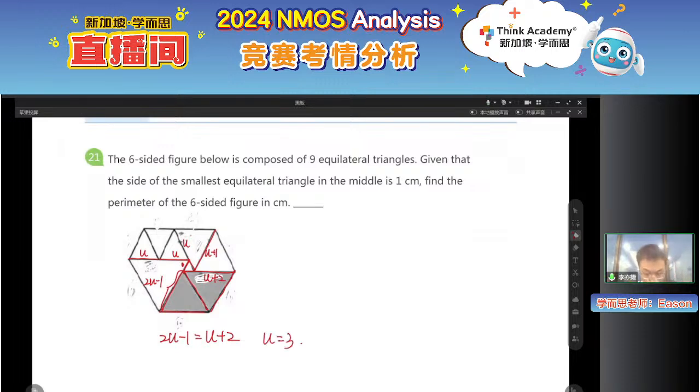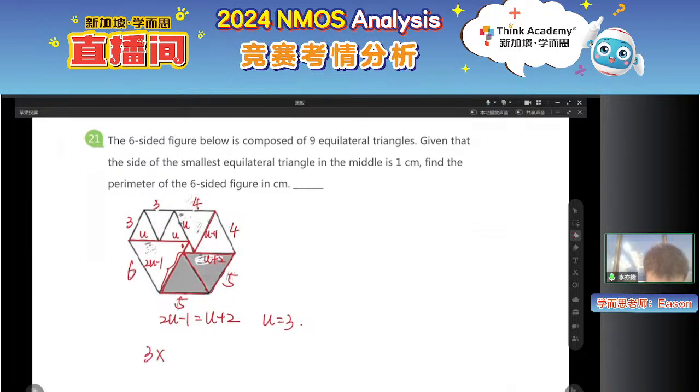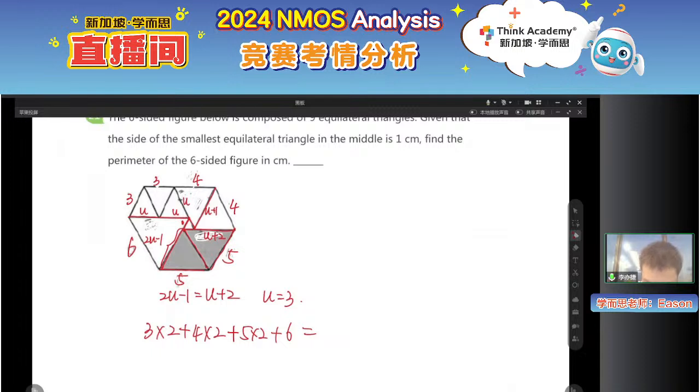So now u equals 3, we want the perimeter of the 6-sided polygon. So now this is 5 here, 3 here, 3 here, 4 here, 4 here, and this is, oh no, this is a 6. This is 6. Yeah, this is 5, right? So the perimeter is 2 times 3, 2 times 4, 2 times 5, and 6, right? So this is 24, 24 plus 6 is 30.